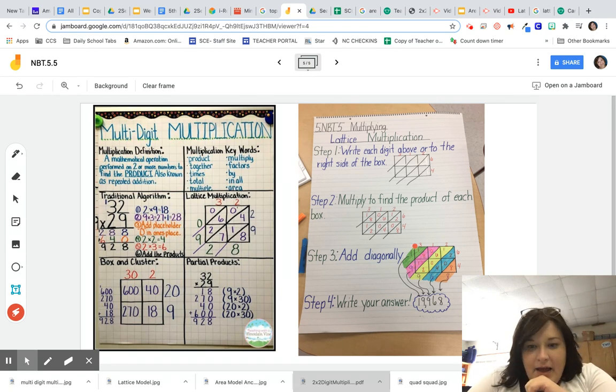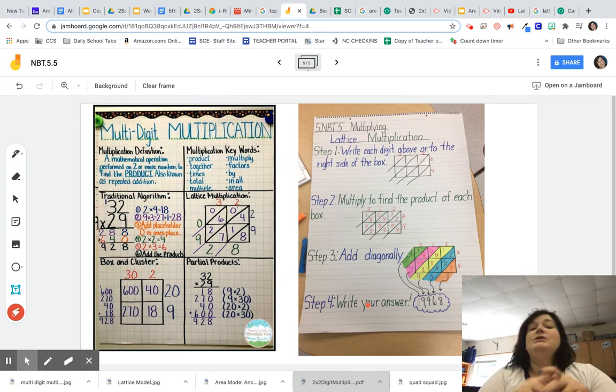And then you have 1 here. So you write your answer after you have come up with all of your products, and that is 19,968. And that is how you do lattice model.